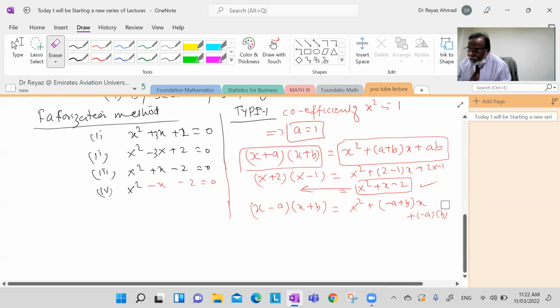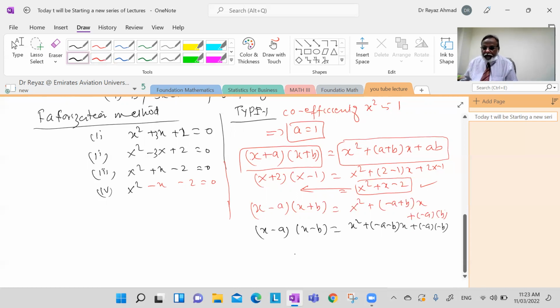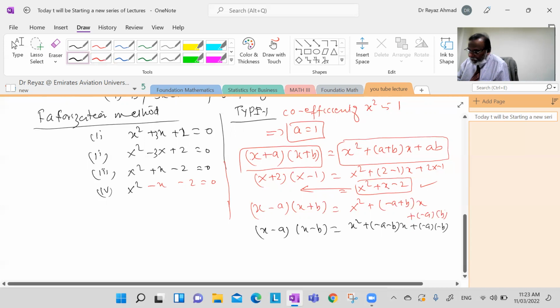Exactly in a similar way, if we have x minus a, x minus b, you are going to have minus a minus b times x plus minus a times minus b. So this is how it will work. If I get this kind of expression, I will be only looking for finding these numbers such that when they are added together, they give me 1, and when they are multiplied together, they give me minus 2. This is what is required to be found in order to factorize.